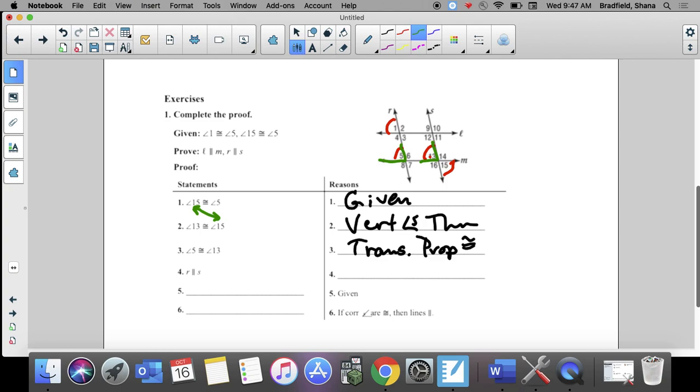I see that those two have a common transversal of M, and so here's the lines that they go through to make that. So we're talking about R and S, and if lines R and S are parallel, 5 and 13 would be corresponding angles. So since the corresponding angles are congruent, lines R and S are parallel to each other. So that's the converse of corresponding angles.